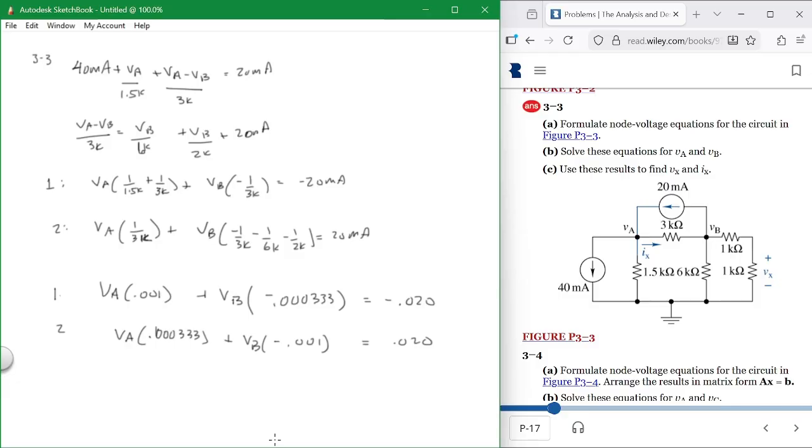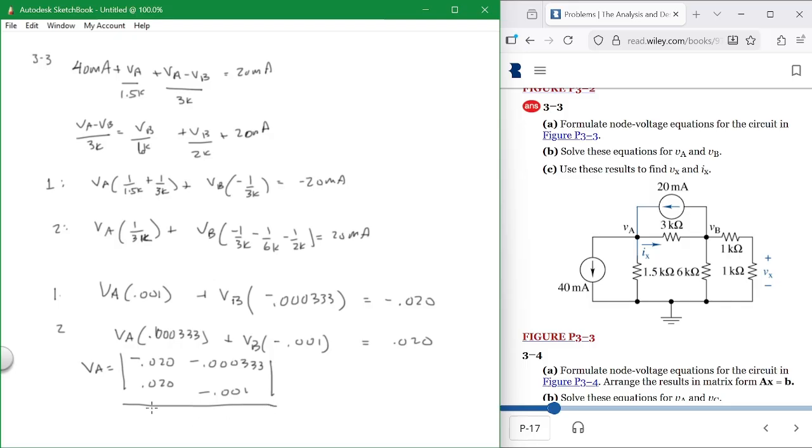Okay, so now we have these numbers, and now we have to arrange these numbers so that we can find our answer. So VA is equal to the determinant. In this case, we use these numbers over here, minus 0.020 and 0.020, and then we use these numbers in our other column: minus 0.000333 and minus 0.001, and that's our determinant in the numerator.